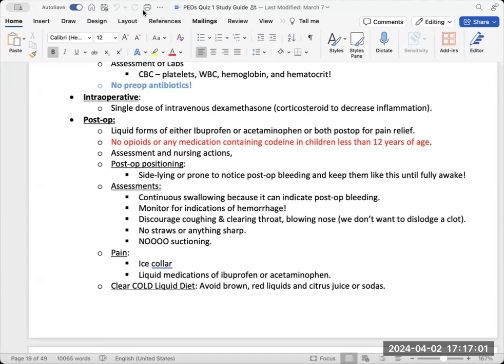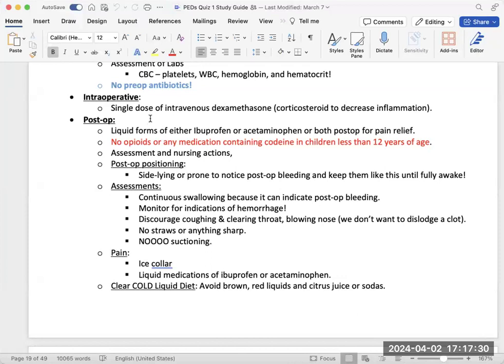We want to discourage coughing and clearing of the throat or even blowing the nose because remember, they're having an invasive procedure in the throat, right? If they cough really hard or sneeze really hard or clear their throat really hard, that can remove things like stitches and whatever's going on. No straws, okay? No straws or anything sharp. They cannot suck on things. It's the same idea. We don't want them sucking on anything that can just make everything worse.